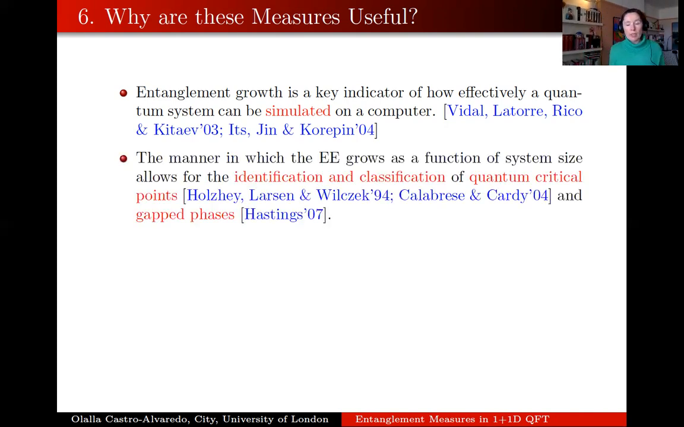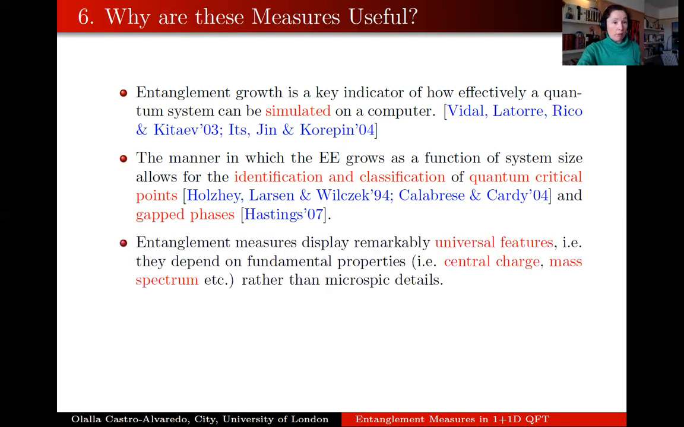Another thing that is quite a different kind of motivation, which comes more from my perspective and the perspective of people doing analytic computations, is that the manner in which the entanglement entropy and other measures grow as a function of system size allows us to identify and classify quantum critical points. Essentially, the entanglement of conformal field theories behaves in a very particular way. And the same happens for gapped phases, for gapped systems. So the entanglement of massive QFT also behaves in a very particular way. And so that means that if we compute these quantities, we are able to learn things about the nature of the quantum system, quite fundamental things.